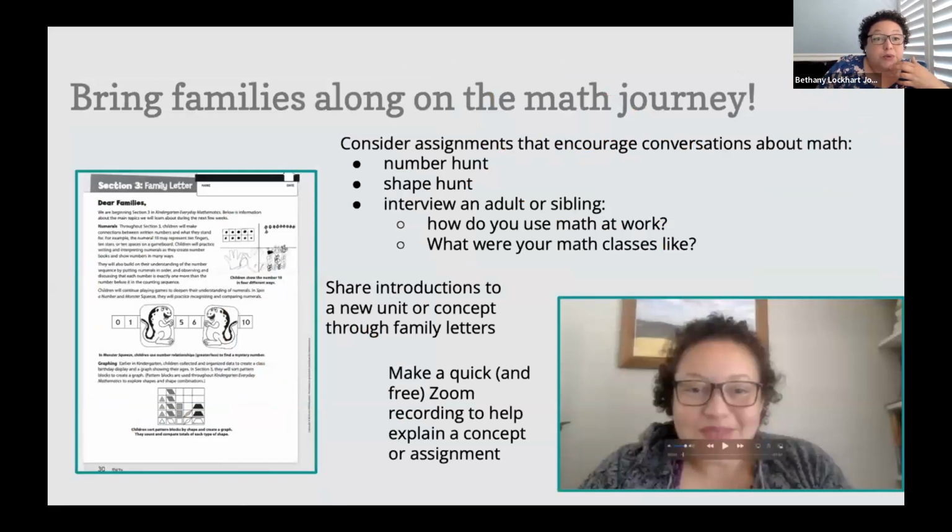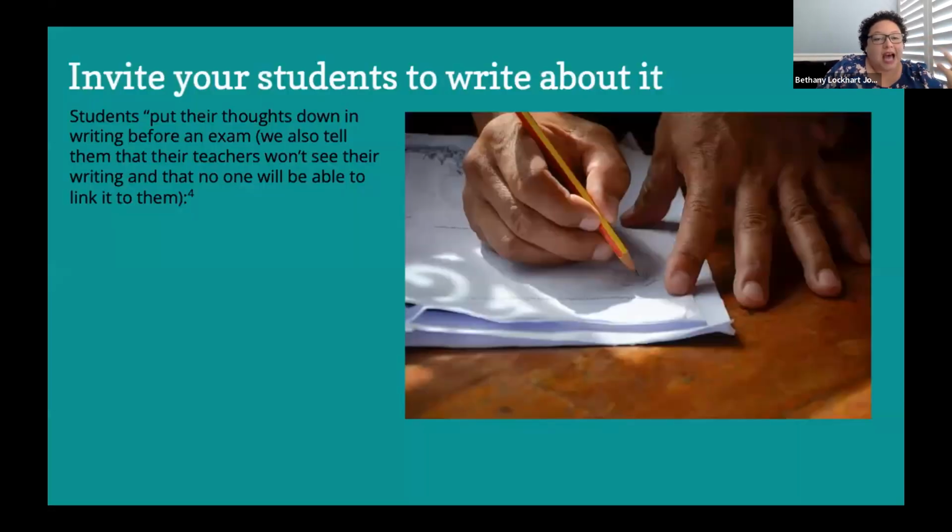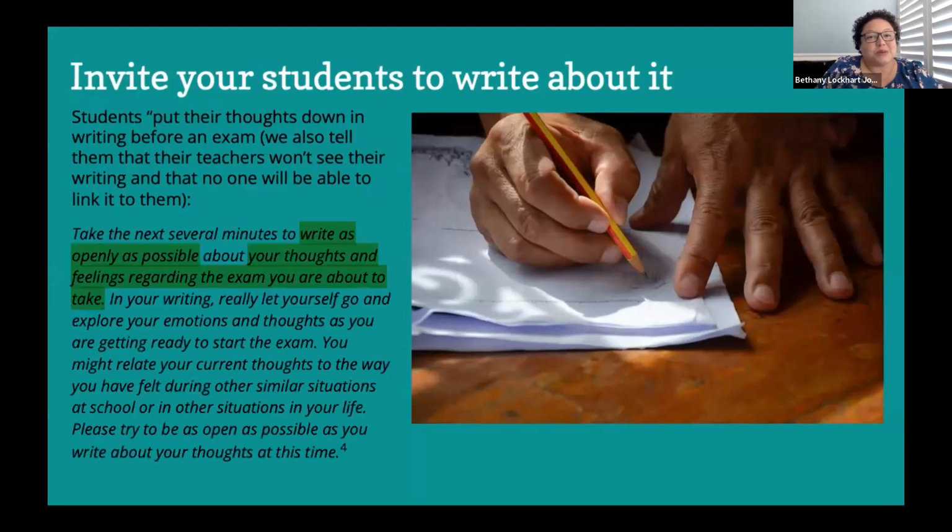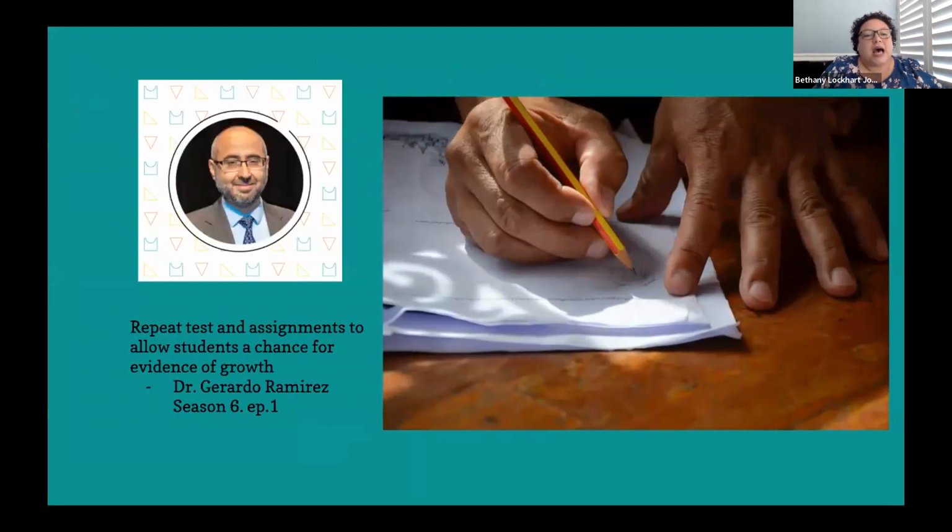I also share you can bring families along on the math journey. Could you make a short Zoom video, or could you send home a unit letter, or make sure families know what's going on and ways they can support their kiddos at home in a way that's positive. Having your students write about it. Again, I know that's come up a lot, but it's something that's been a really powerful tool.